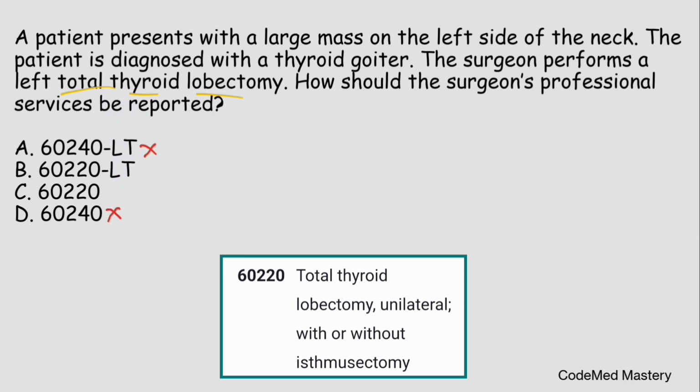Now we are left with option B and option C. In the scenario you can see the surgeon is performing total thyroid lobectomy on the left side. Thyroid is a bilateral structure. Therefore, we have to mention the left side by using the modifier LT, because it provides more precise information, right? Therefore, option B is the right answer. Let us move on to the next question.